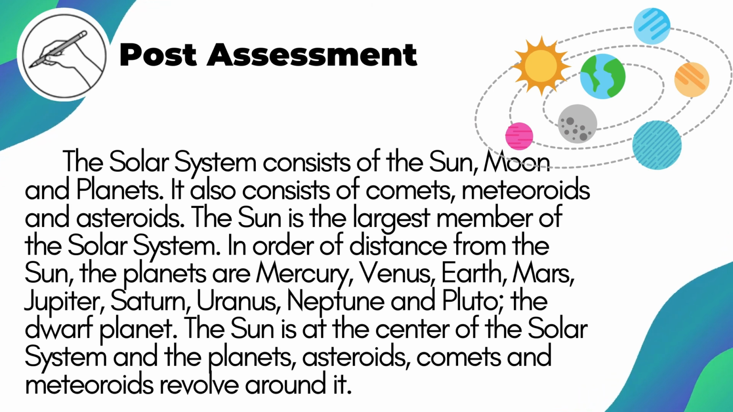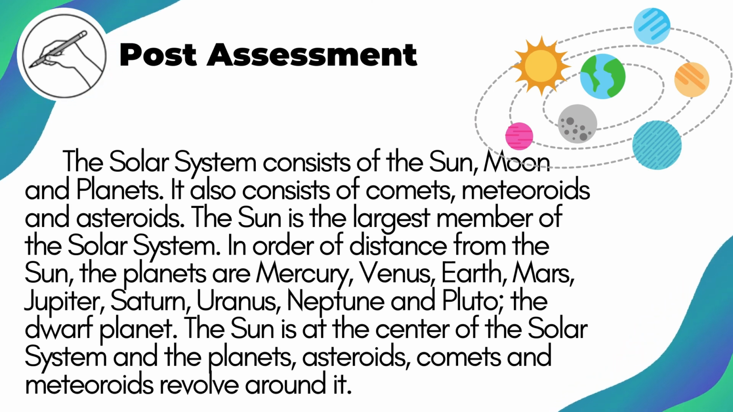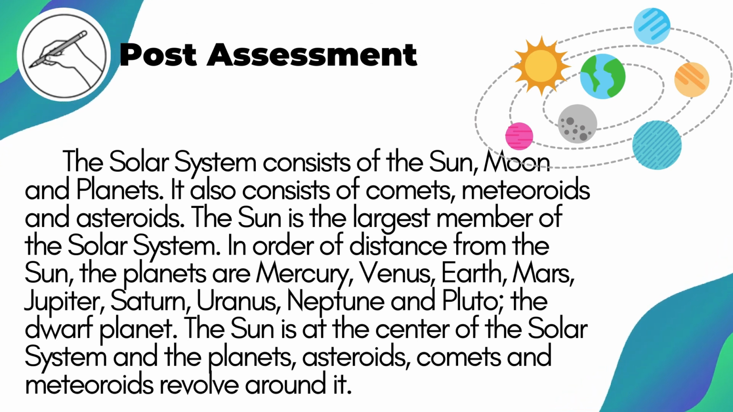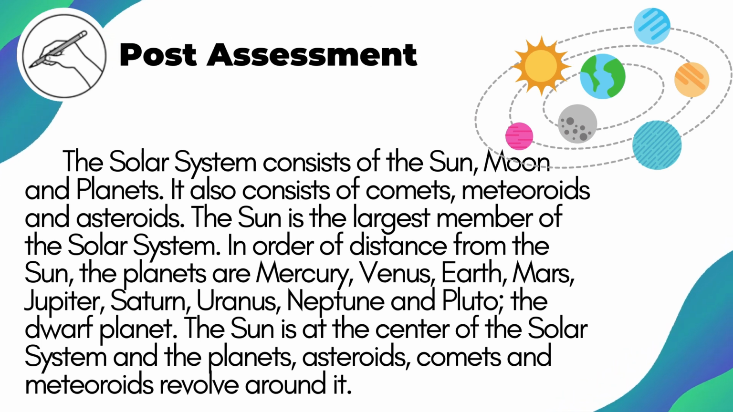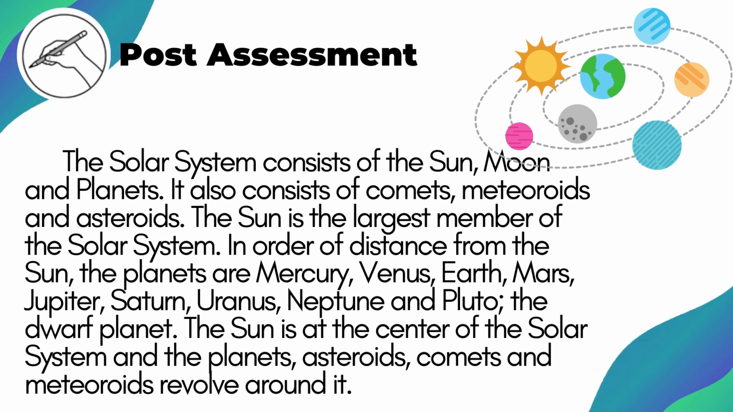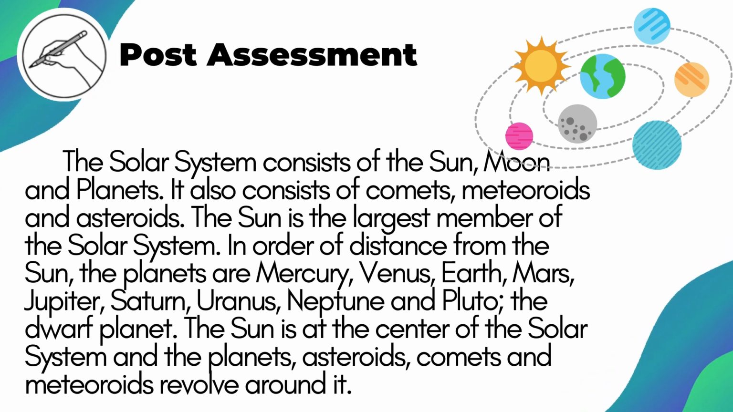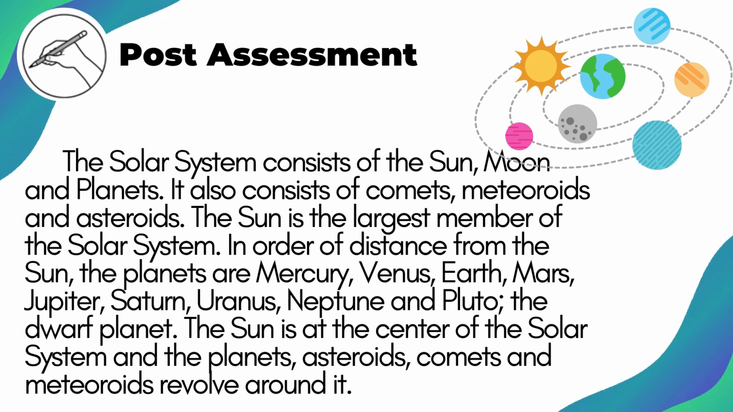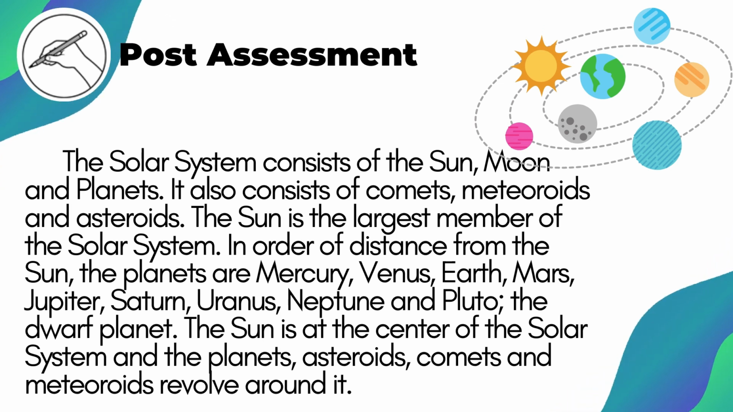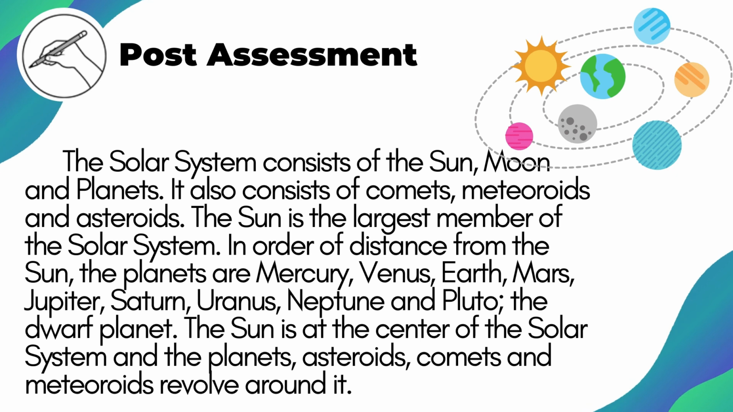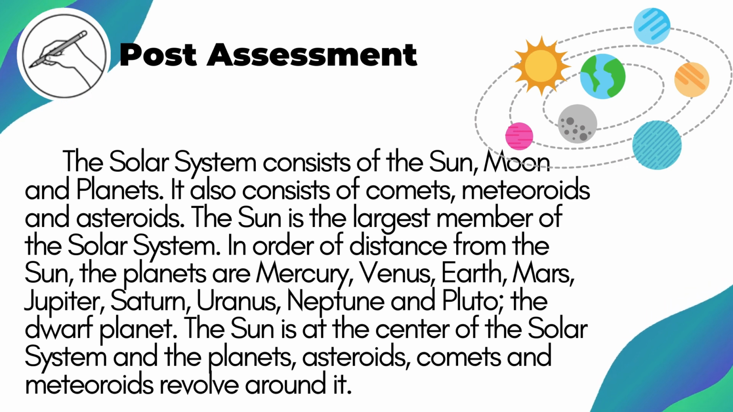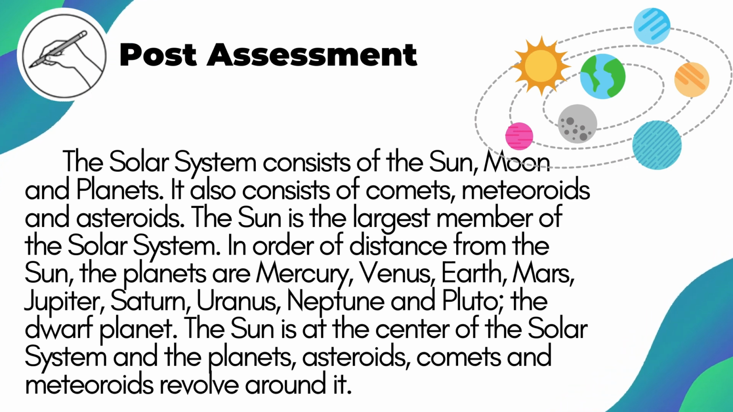In order of distance from the Sun, the planets are Mercury, Venus, Earth, Mars, Jupiter, Saturn, Uranus, Neptune, and Pluto, the dwarf planet. The Sun is at the center of the solar system, and the planets, asteroids, comets, and meteoroids revolve around it. Please copy this paragraph in your paper and underline the topic sentence once. Do not underline the supporting sentences, and underline the concluding sentence twice.